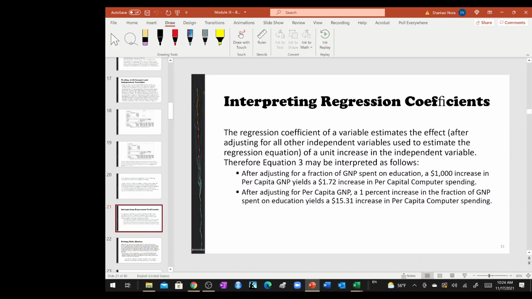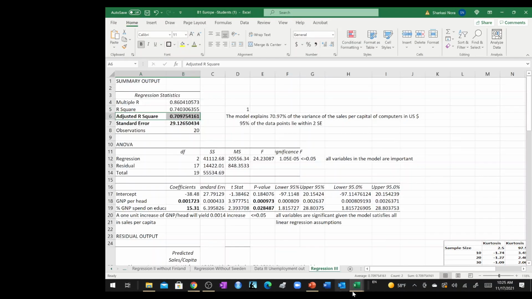Now, one of my students asked me, why do we always say 1 unit? Yes, we say 1 unit, but it depends on what the unit is. So over here, in our case, it's a 1 unit increase, as we wrote here. You write correctly. You said a 1 unit increase will yield 0.1723 increase in sales per capita.